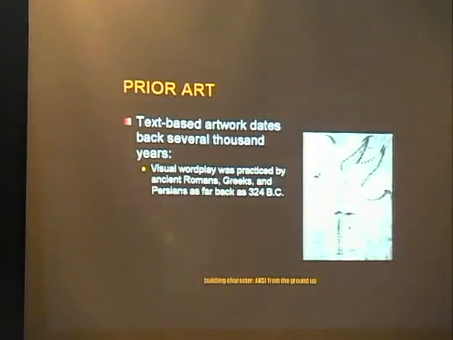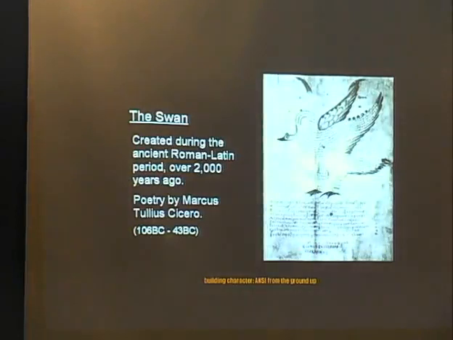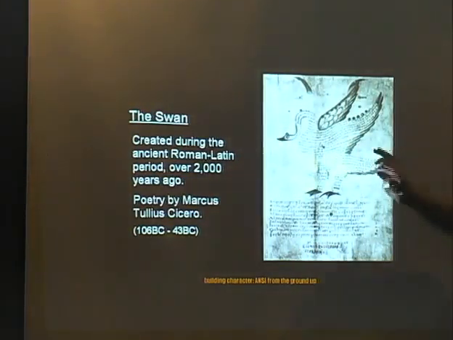Prior to computer-based ASCII art, we have examples of art created from shaped text, dating as far back as 304 BC. What you're looking at right here is a Roman Latin poem by Marcus Tullius Cicero. And this is over 2,000 years old.